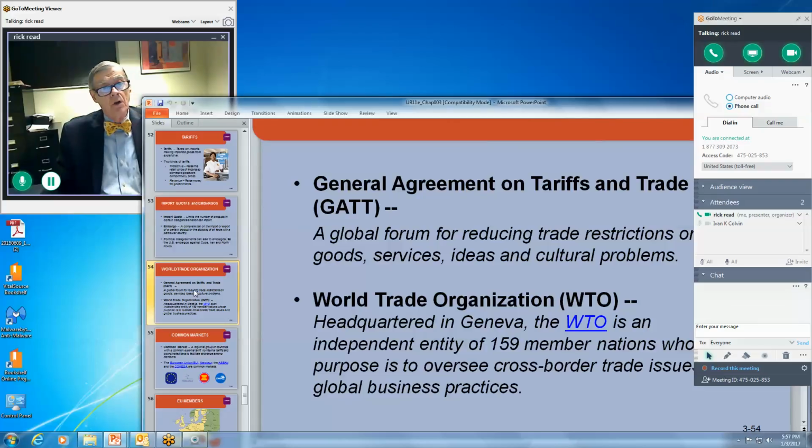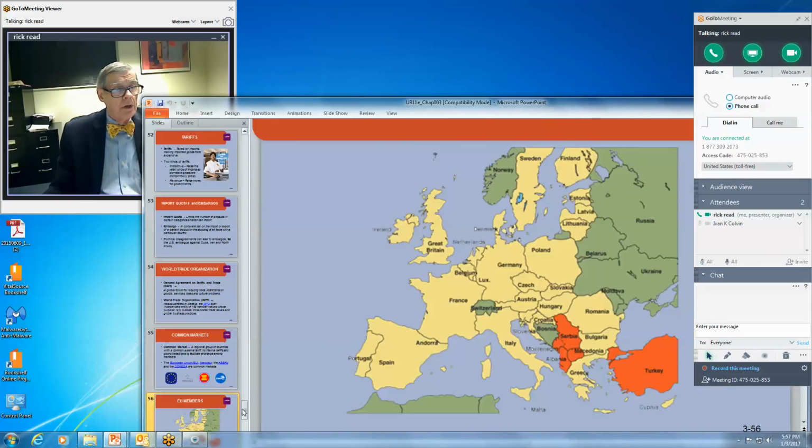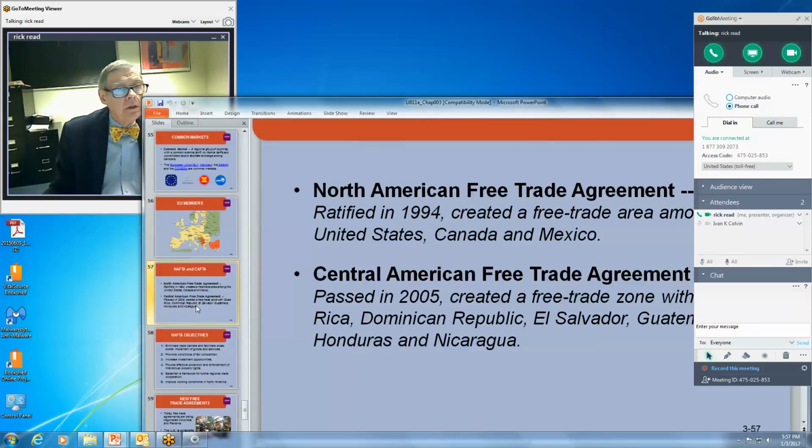The World Trade Organization, which I've talked about before, is the outfit that arbitrates disputes between countries. There are several common markets. The one we know best is the European Common Market, and it's a very strong market in the world. We talked about NAFTA, the North American Free Trade Agreement, ratified in 1994. I said 93 before, but I was incorrect. It's a free trade area between 3 North American countries: United States, Canada, Mexico. Now we've tried to do Central American, which includes Costa Rica, Dominican Republic, El Salvador, Guatemala, and a few others.